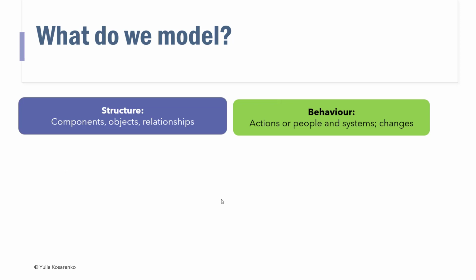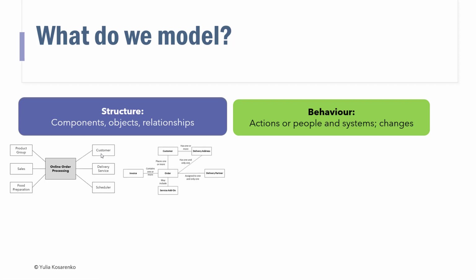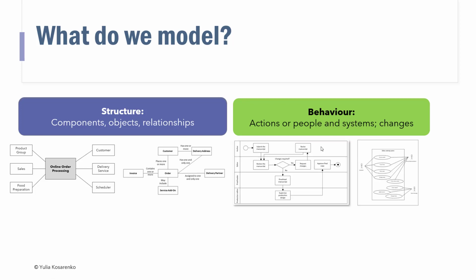So what do we model? We can model structure, components, objects, relationships, and you can create diagrams like context models or conceptual data models to show the structure and relationships of things. We can also model behavior, actions of people, actions of systems, various changes. And here we can create process flows, use case diagrams, state charts, etc.